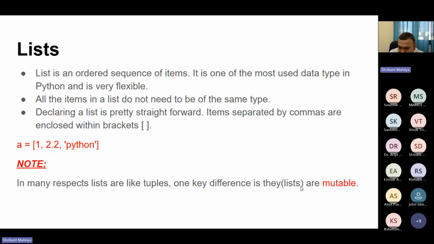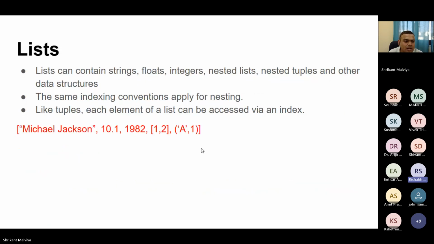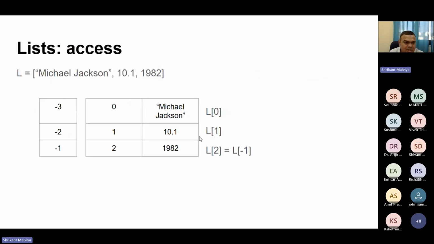On one property where tuples were immutable, lists are mutable. So we can access any element and update its value. That's possible with the list, and that makes it more useful. So a list contains strings, floats, as I told. It is heterogeneous, so we can assign any element into the list. A list can have a string, a float, an integer, and can also have a list or a tuple.